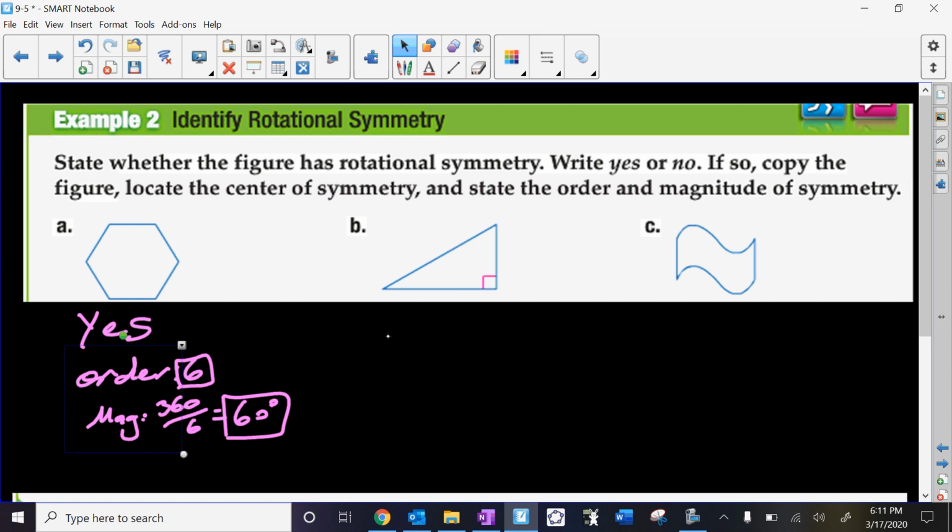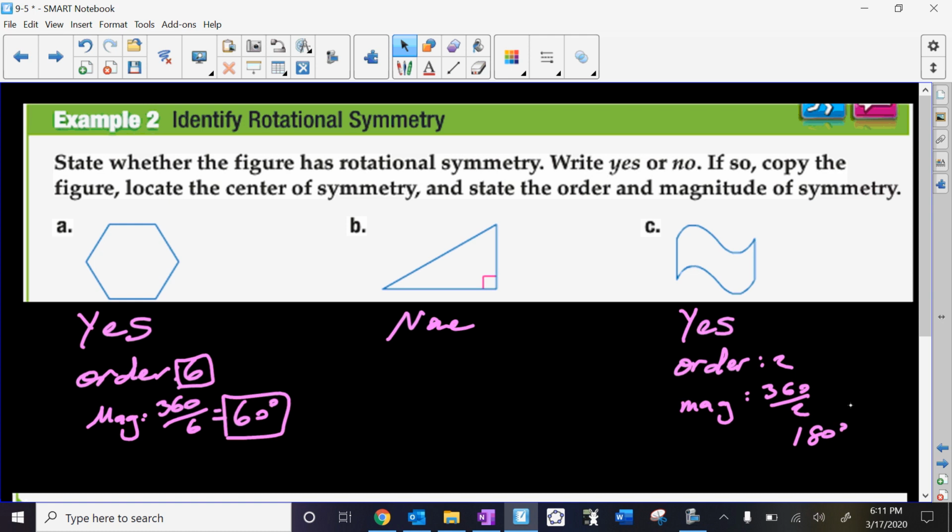Letter B, there is none. The only time that would get me there is if I went all the way back around, and if I have to do that, then there is no order and there's no rotational symmetry at all. Letter C, this one is yes, maybe a little bit harder to see. The order, though, is going to be 2, and the magnitude then would be 360 divided by 2, which is 180 degrees. So that would be rotational symmetry.